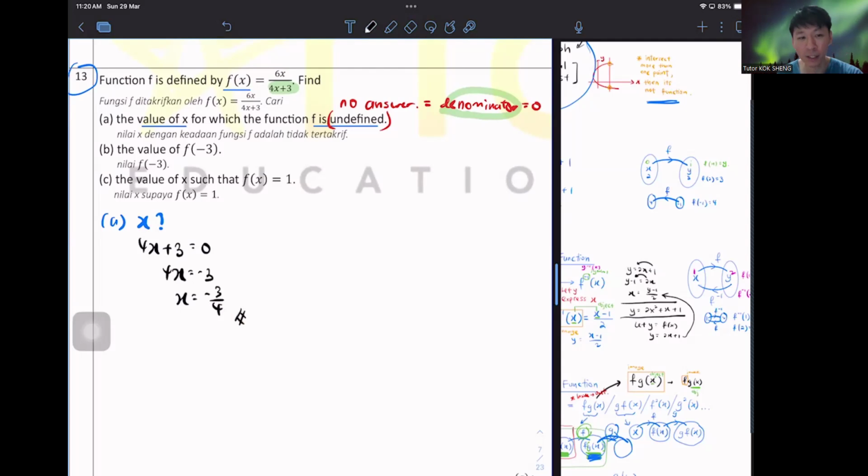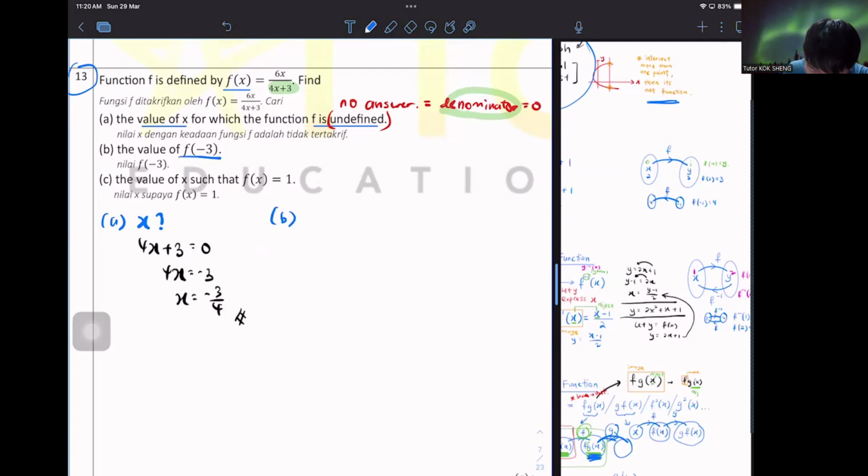Cannot simplify, done. So this x will get you undefined for function f. Then, if you're not sure, let me know. This distance still okay lah. Okay, cool. So for B and C, I think similar to just now, right? For number 11. So we make it fast.